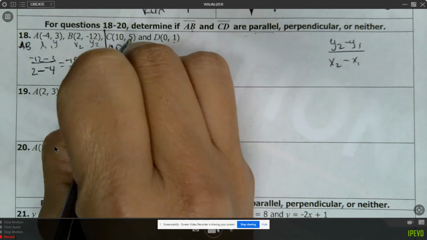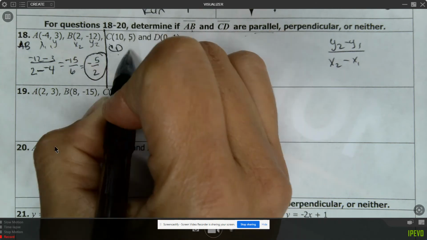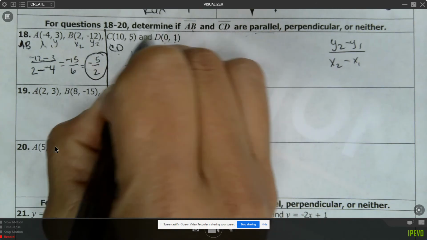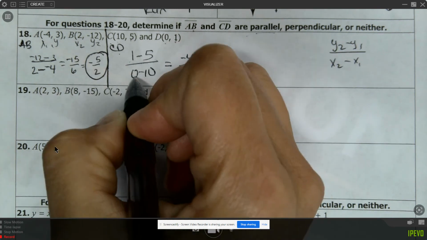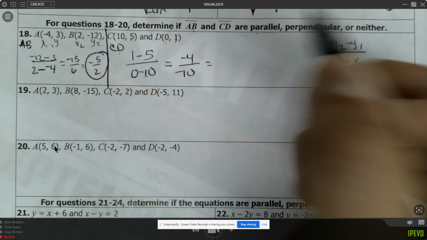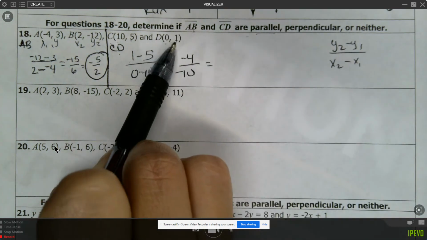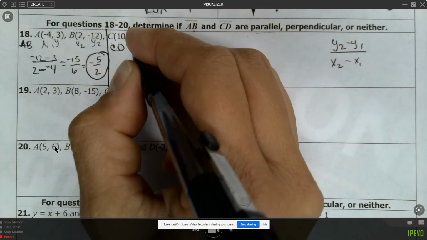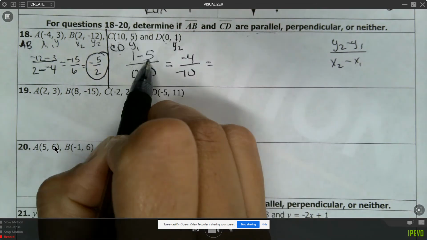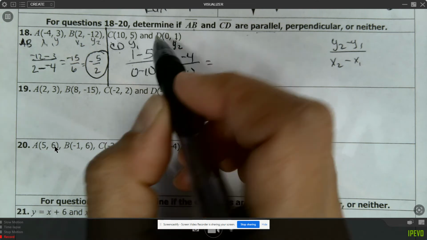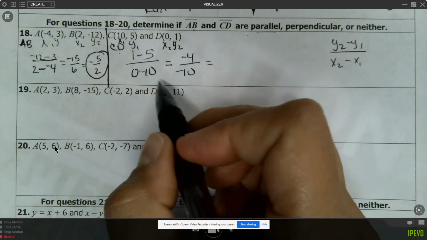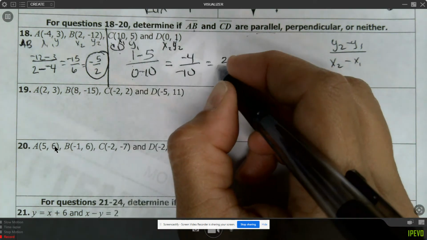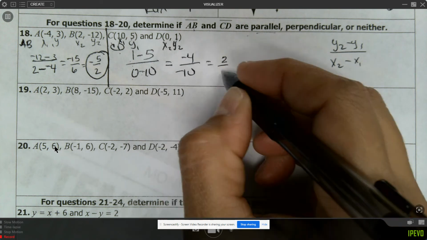I'm now going to do the same thing with CD. So I'm going to do 1 minus 5, so it's the y minus the y. And then we'll do the x minus the x. 1 minus 5 is negative 4. 0 minus 10 is negative 10. Okay, so again, I did y2 minus y1, 1 minus 5. Then I did the x2 and then the x1. So 1 minus 5 is negative 4, and 0 minus 10 is negative 10. When you reduce that, 2 goes into that twice, 2 goes into that 5.